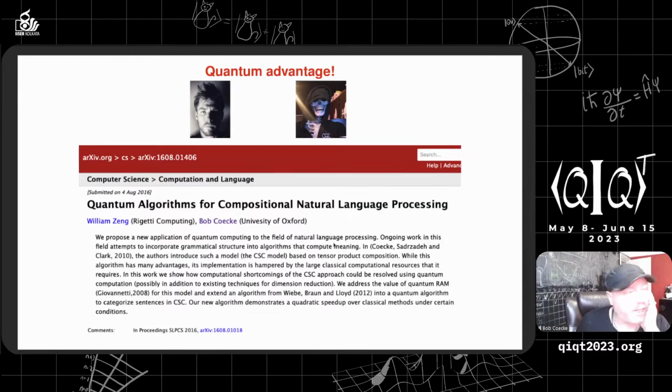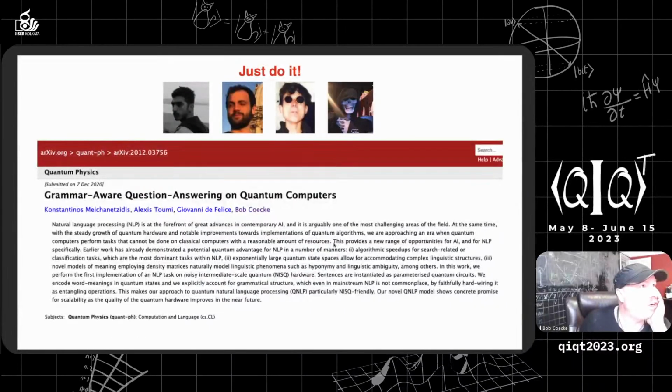Now, this was 2016. Quantum computers weren't that big yet. In 2020, we for the first time effectively did quantum natural language processing, that is, natural language processing on actual quantum hardware. We did some question answering tasks and things like that, and we got very good results. It worked very nicely. This was still on very small datasets and small machines.